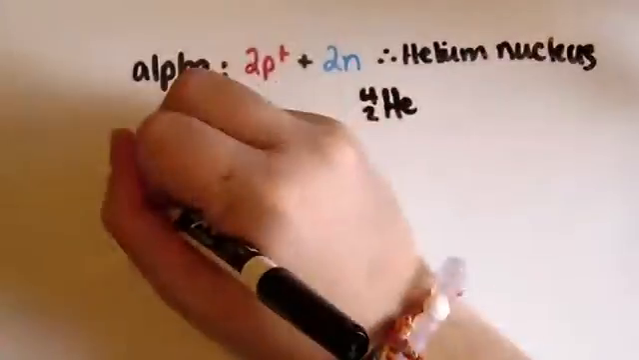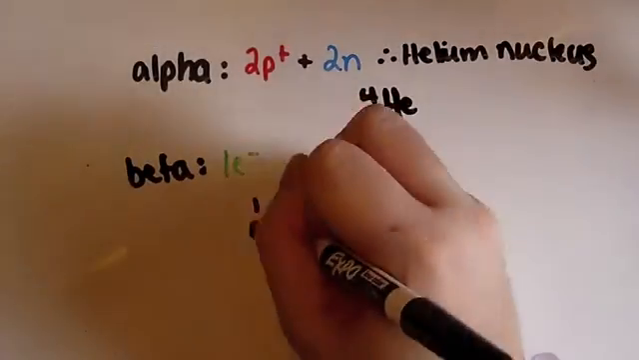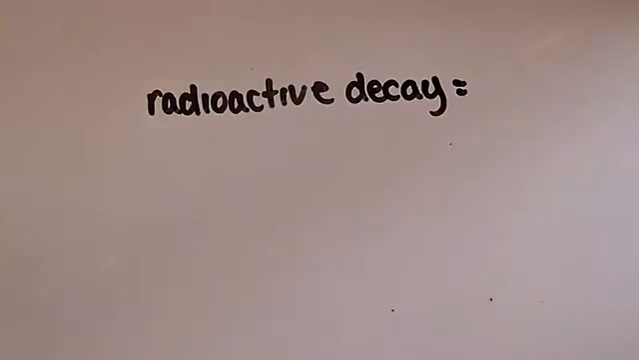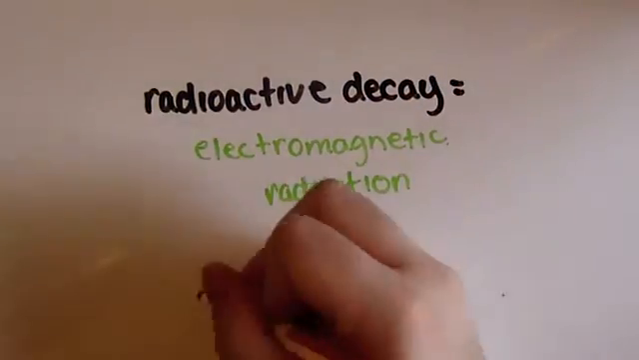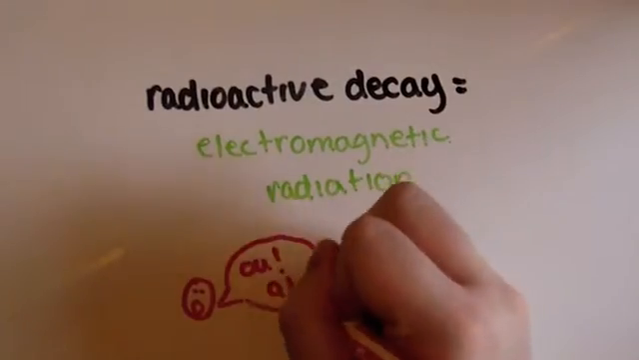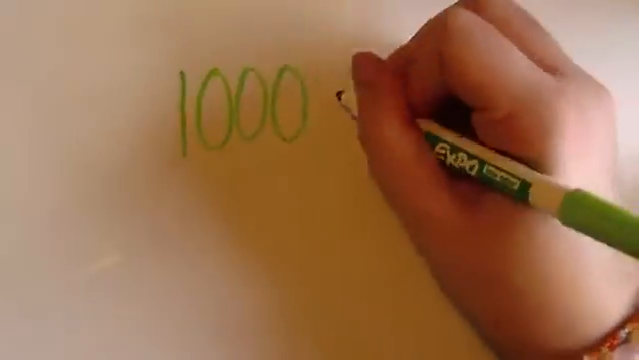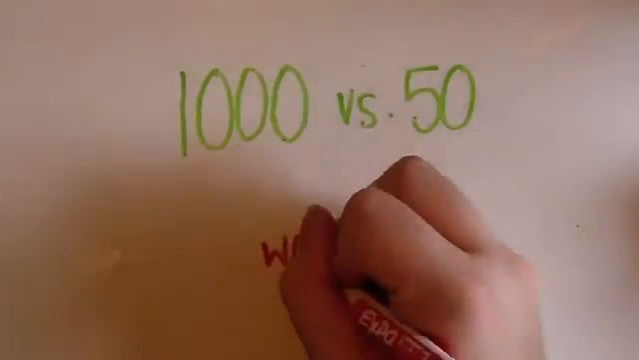An alpha particle is made of 2 protons and 2 neutrons, making it the same as a helium nucleus. A beta particle is made of 1 electron. It is important to note that radioactive decay is also known as electromagnetic radiation, which is the release of excess energy from an atom. Scientists know of 1,000 isotopes, but only 50 are found in nature.